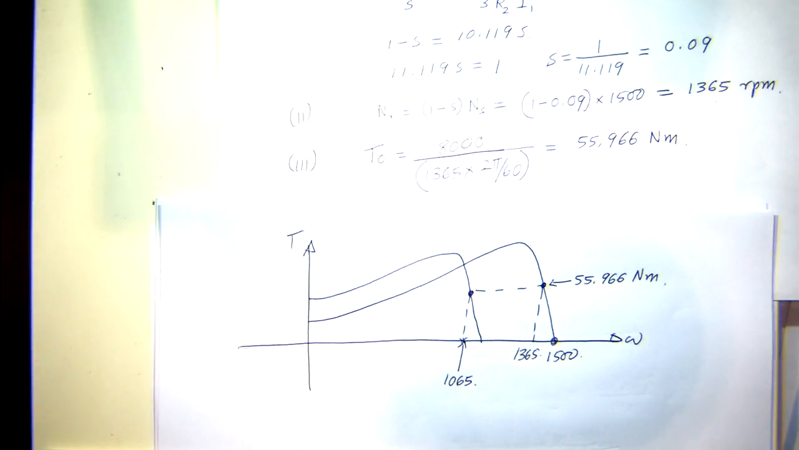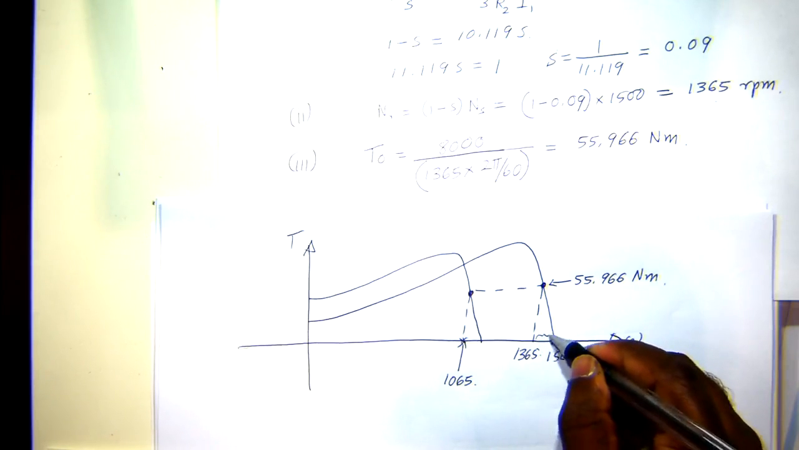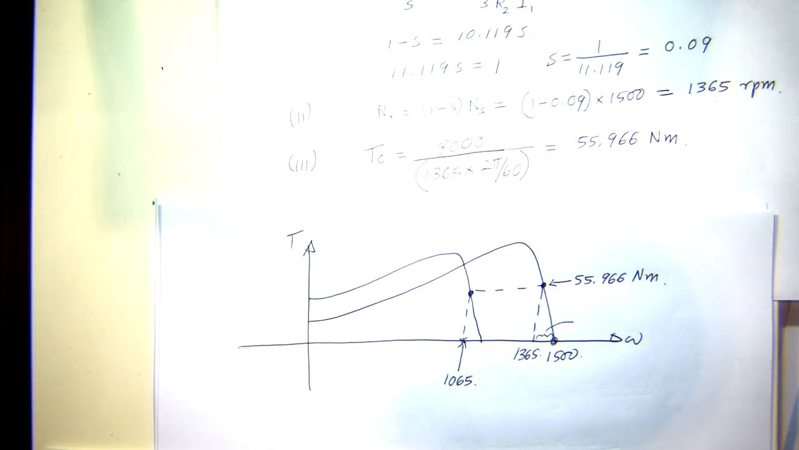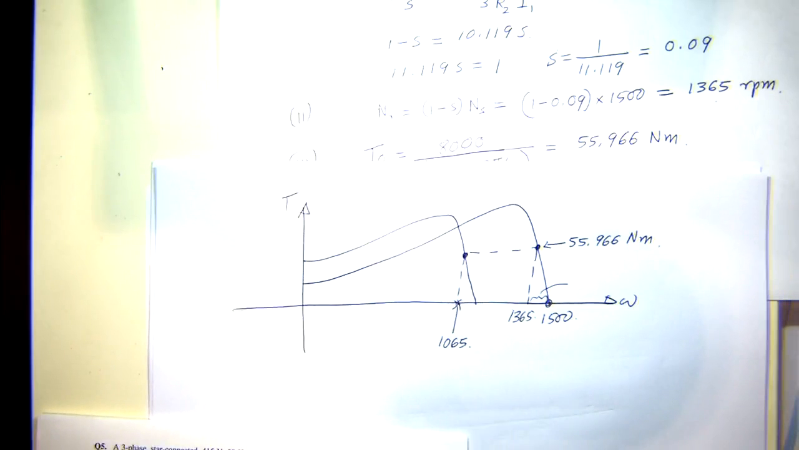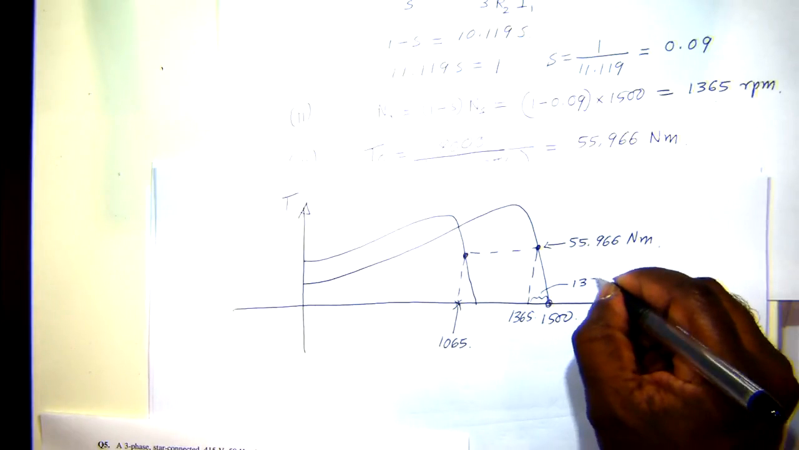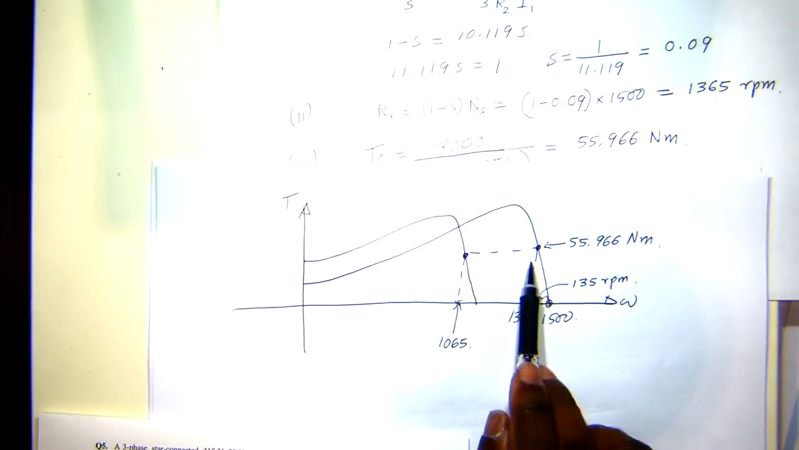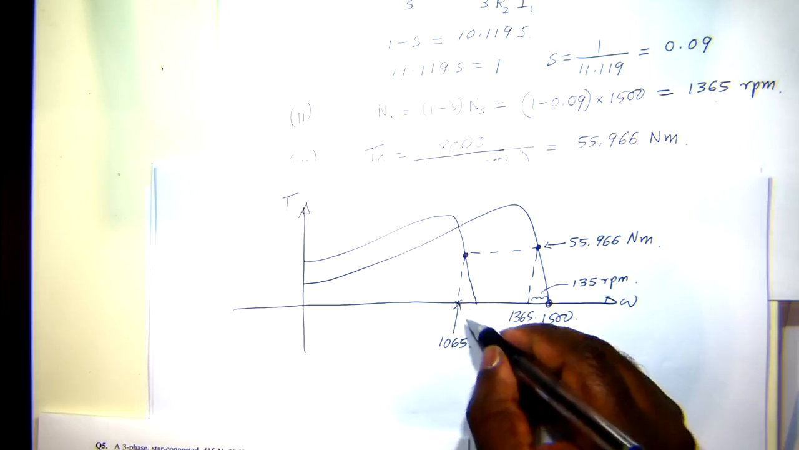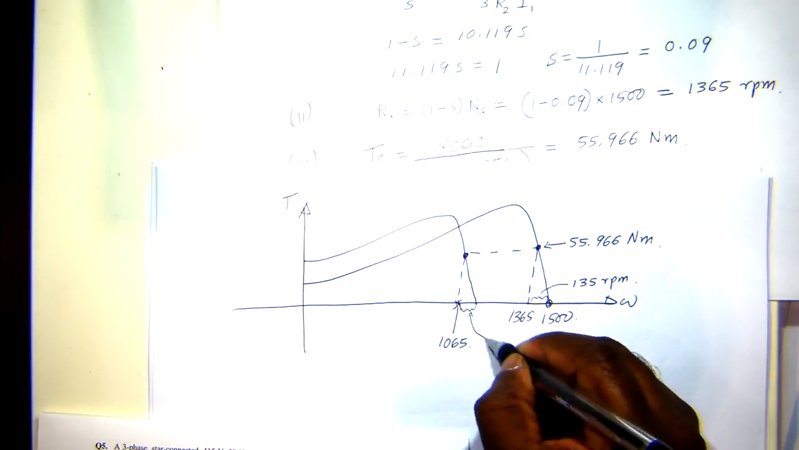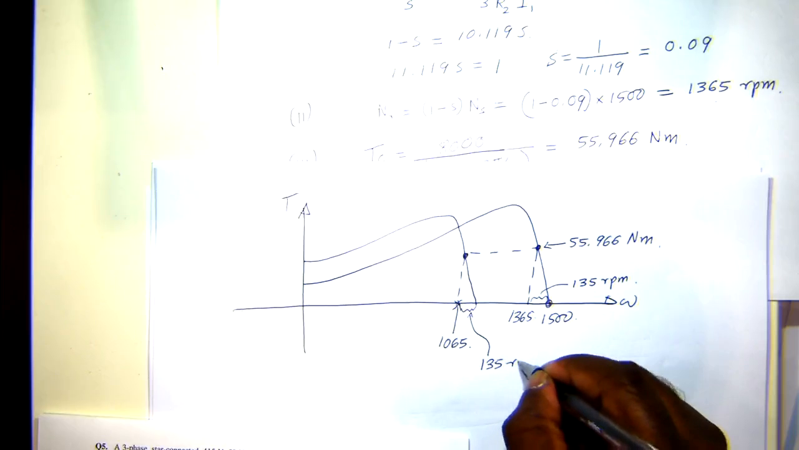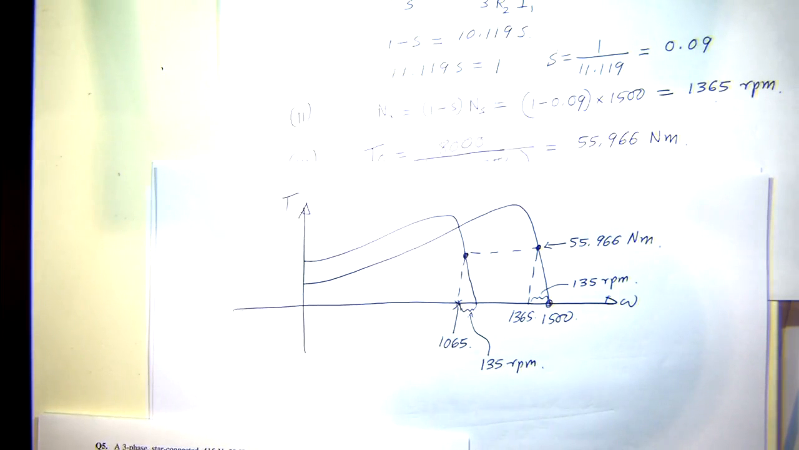So here you have a slip of, let's say, 1500 minus 1365, you have 135 slip. So the slip is 135 RPM slip speed. So these are two identical triangles. So here you have the same slip, 135 RPM. So the synchronous speed will be 1065 plus 135.